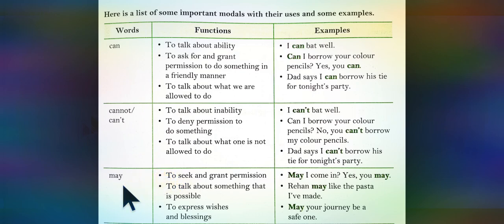Now the third modal is may, and the first function is to seek or grant permission. May I come in? So it is showing a permission. Second function of may is to talk about something that is possible. Rehan may like the pasta I have made. So it is showing a possibility.